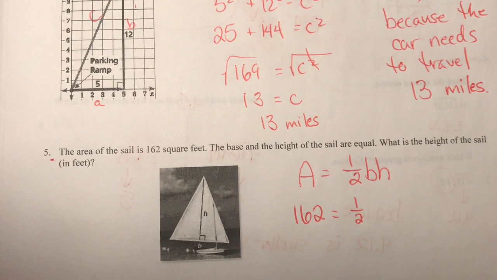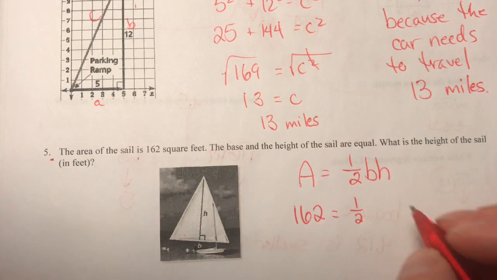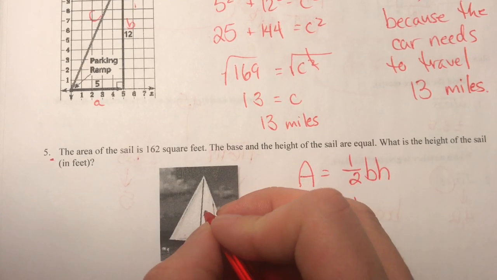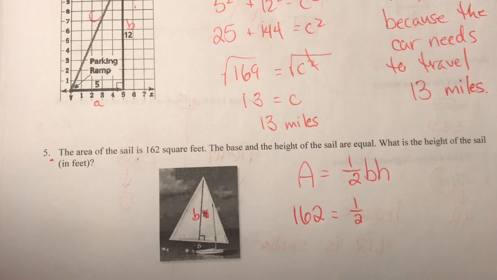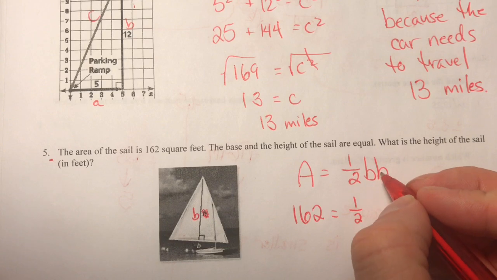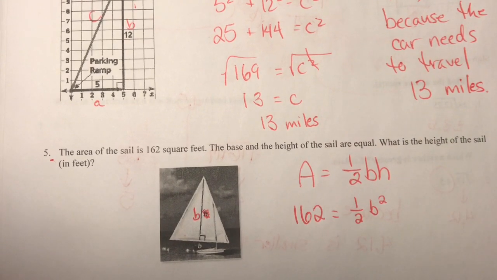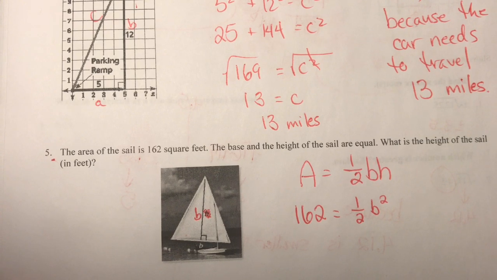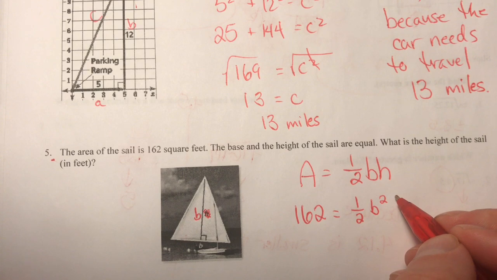But wait a minute. The base and the height are the same. So if I were to say that the base and the height are the same, I can just call that B because they're the same, right? So instead of saying B times H, I could say B times B or B squared. Oh. Is B all by itself? No. A half is in the way and squared is in the way.